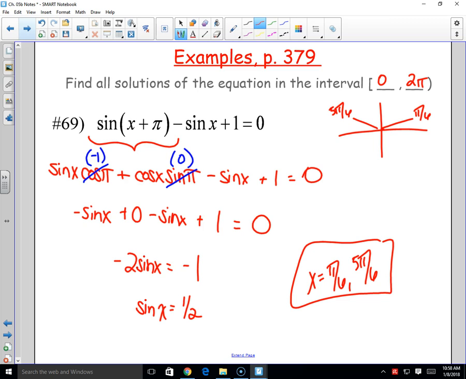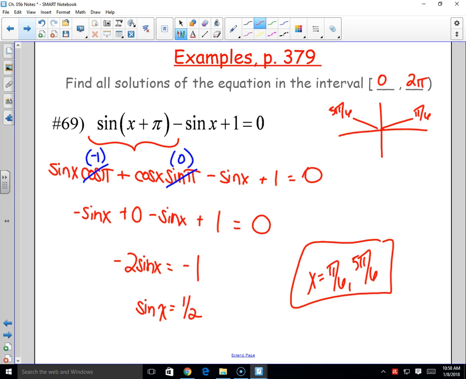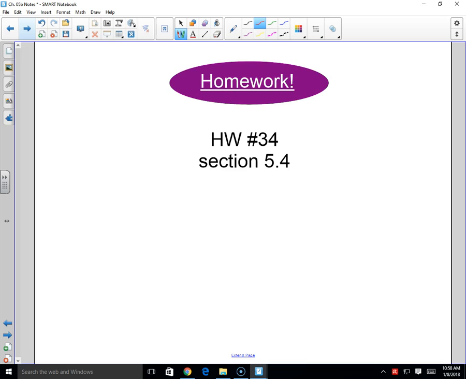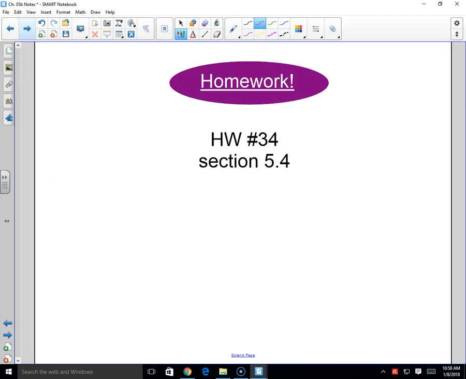How are we doing? Do you see the difference between the directions of this one? Find all solutions that work versus prove. Proof versus solve for the ones that work. Oh, hey, we're done. That's just more practice. I think we went through each of those.